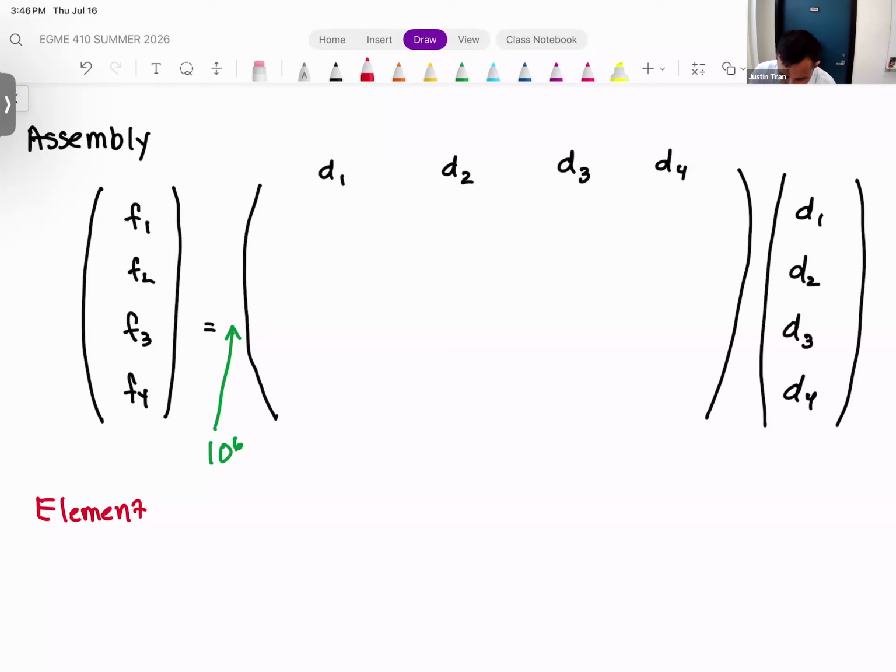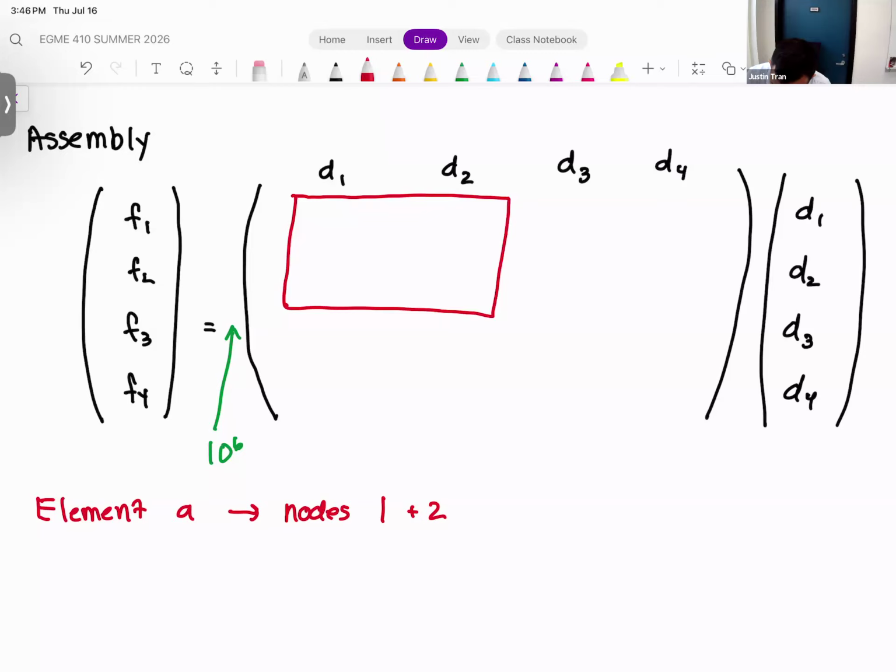We'll do the same process we did before. For each element, we're going to take note of which nodes it's connected to, box out that area, and then insert the values into that area. Element A is connected to nodes 1 and 2, so that is going to be this portion here: the D1, D2 column and the D1, D2 row. Let's put the values in there. Now that we factored out the 10 to the 6, all that we have in the matrix are just ones. So 1, minus 1, minus 1, 1.